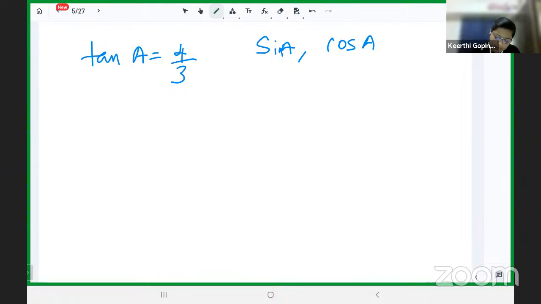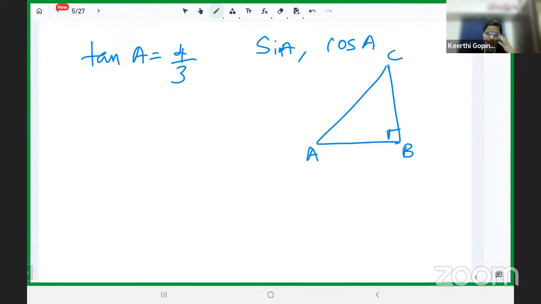For that, I am considering a right angle triangle. So this is our right angle triangle. I'm giving it the name ABC. Since tan A is given, A should be our acute angle, that is, the angle different from 90 degrees. So tan A is equal to 4 by 3.